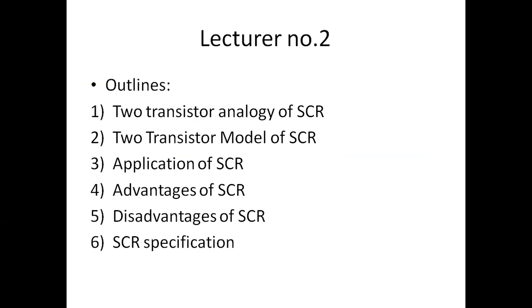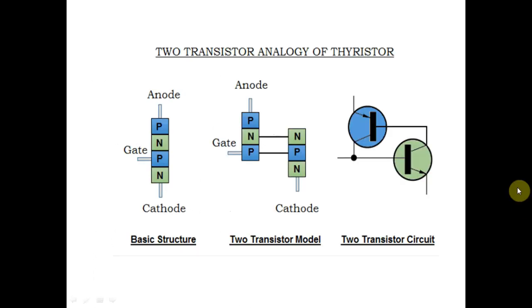In lecture number two of Power Electronics, chapter number two is the thyristor family devices. These are some outlines of today's session. First one is the two transistor analogy of SCR. Second one, two transistor model of SCR. Third one, application of SCR. Fourth one, advantages of SCR. Fifth one, disadvantages of SCR. And sixth one is the SCR specifications.